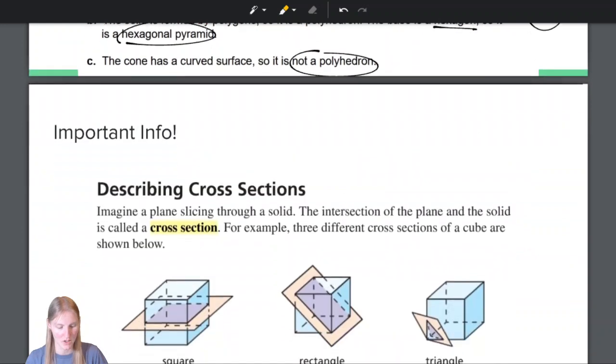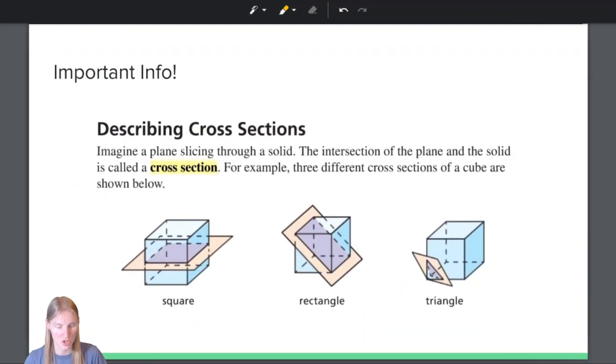Okay, let's move on to our next concept for today, cross sections. What the heck do we mean by cross sections? What we are saying when we say cross section is, if I take a water bottle and I cut it in half, and then I look at where I have cut, what shape will it look like? When I cut it, I'm not looking at the three-dimensional shape I get after I cut it. I'm looking at the two-dimensional shape after I have cut it.